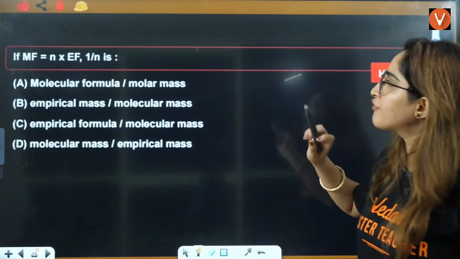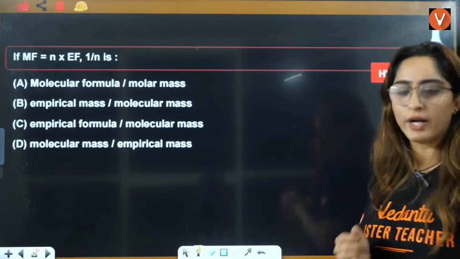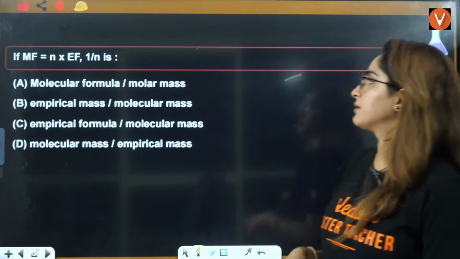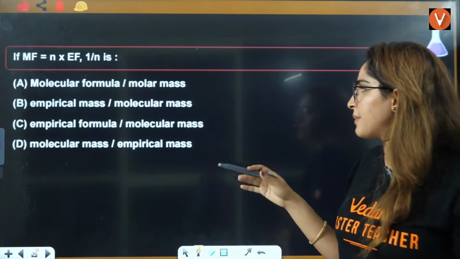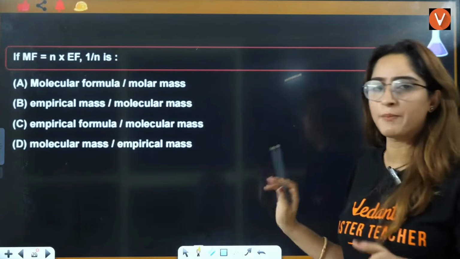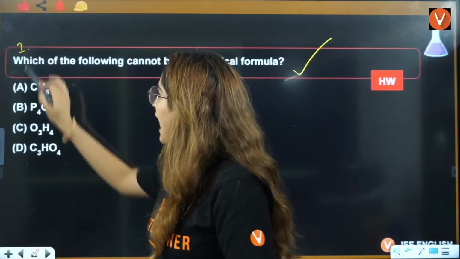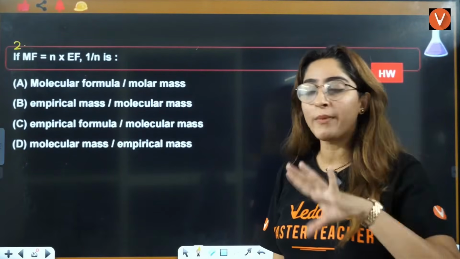Then this is, if molecular formula is equal to n into empirical formula, then 1 by n is what? Students, very good. Then what is the value of 1 by n? Empirical formula by molecular formula, empirical formula by molecular mass. This is the second question. First and this is second, and I want to see your comments of doing homework in the comment section.